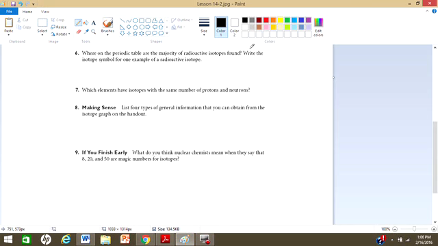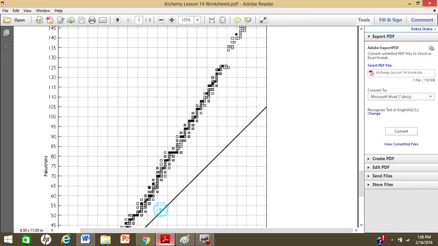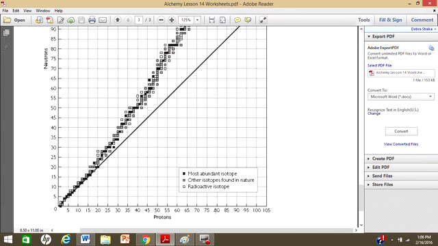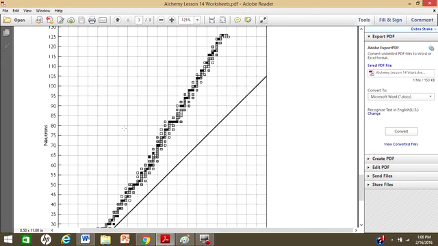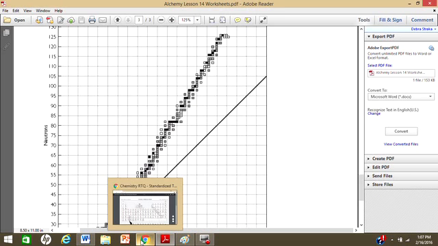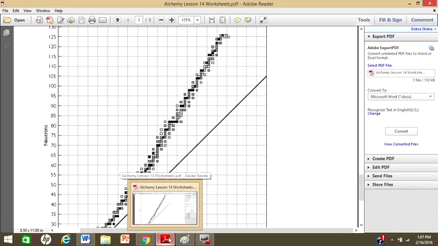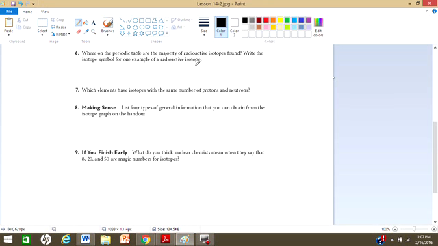And then the other part of it says, write the isotope symbol for one example of a radioactive isotope. So what you're going to have to do is go to the chart and identify one by its number of protons, and then add the protons and neutrons together. I think they're asking for the name and the symbol. Let's see, I'm kind of lost here now. They're asking for just a symbol. Okay, so you can write just a symbol on that. So go ahead and hit pause.